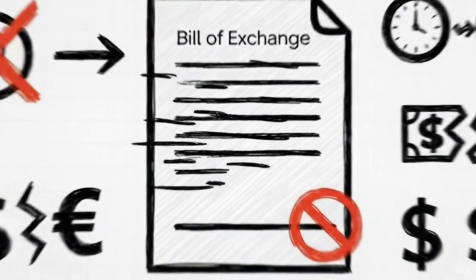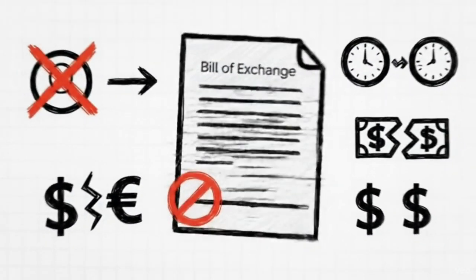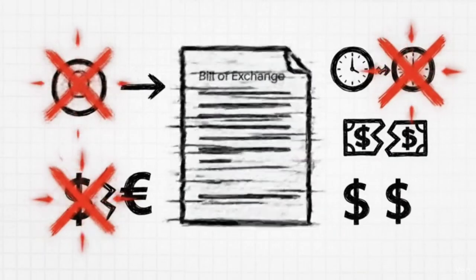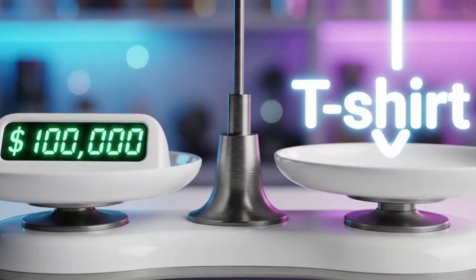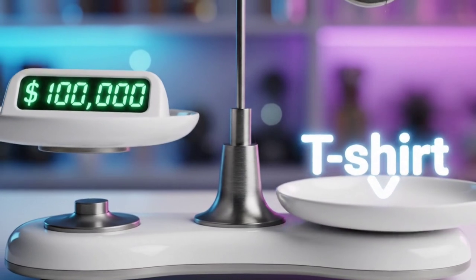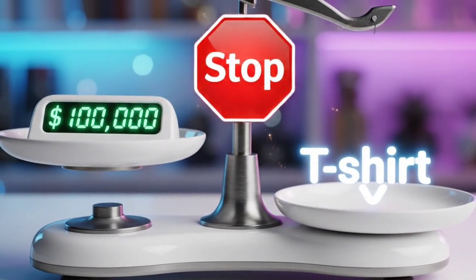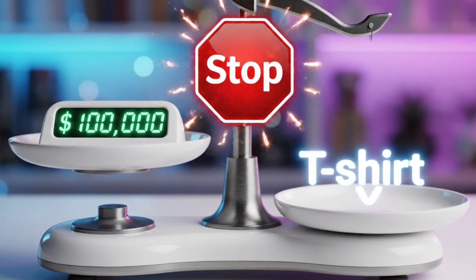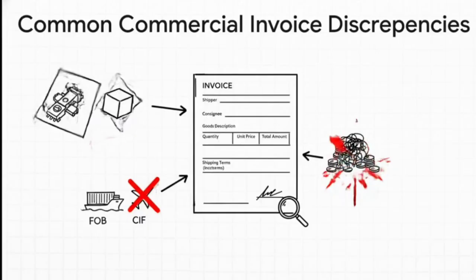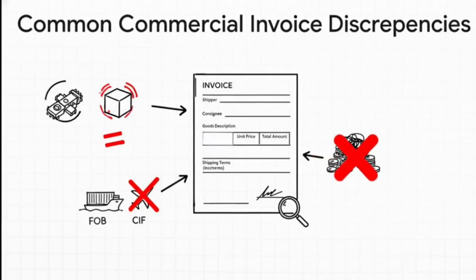For example, the draft might be made out to the buyer, but the LC says it has to be drawn on the issuing bank. The payment timing or the tenor might be wrong. If the LC says payment is immediate, that's called sight, but your draft says pay in 60 days, it's going to be rejected on the spot. And of course, something as basic as the amount in words not matching the amount in numbers, well, that's an instant problem.